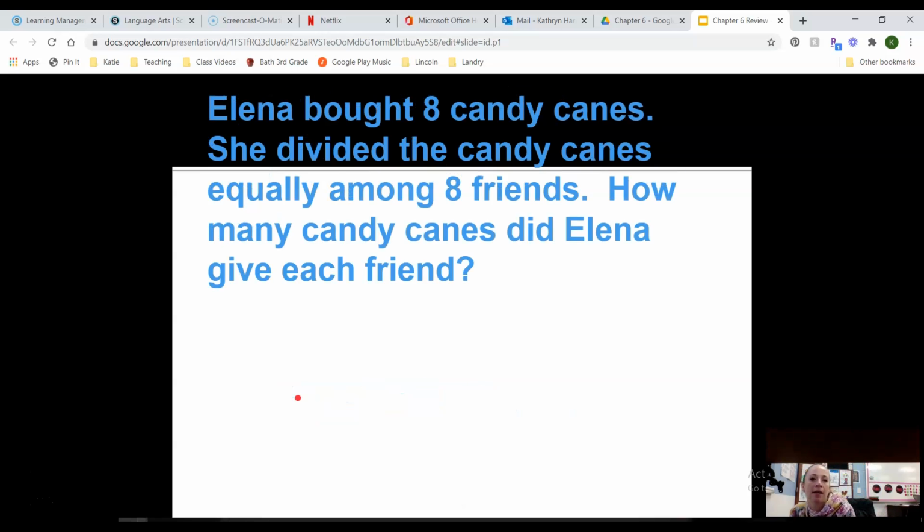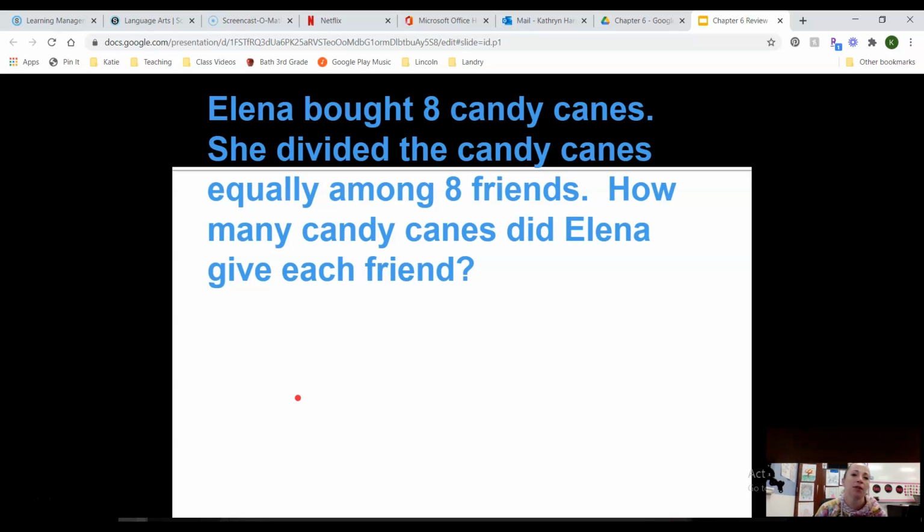Elena bought 8 candy canes. She divided the candy canes equally among 8 friends. How many candy canes did Elena give each friend? Let's pull our numbers. We have an 8 and an 8. Please write 8 and 8 on your piece of paper or whiteboard.